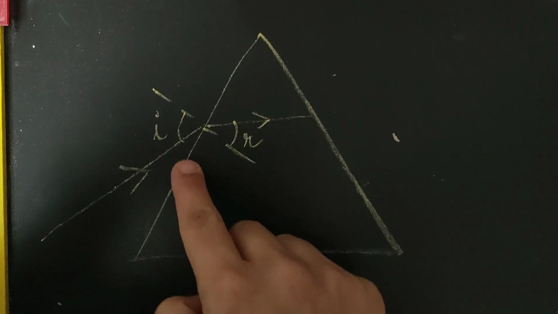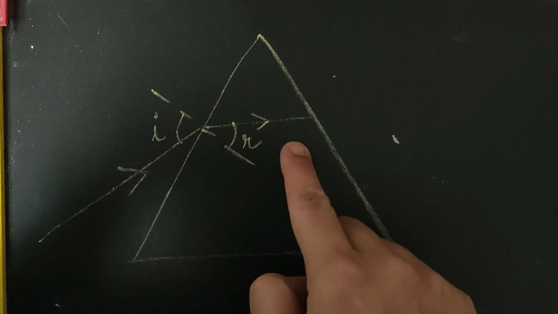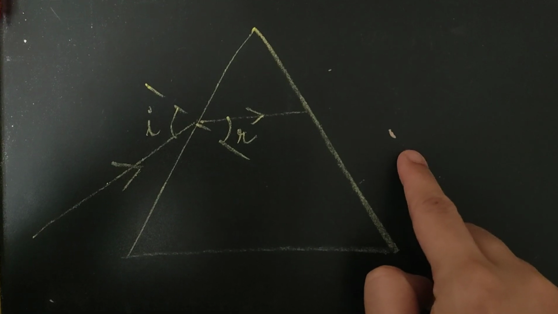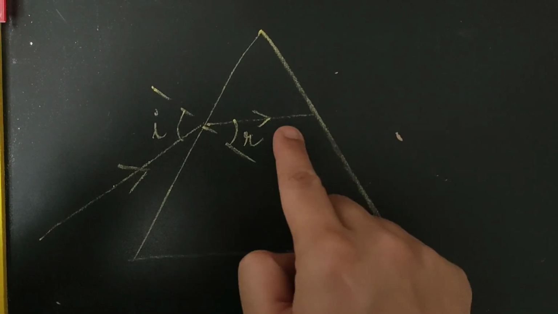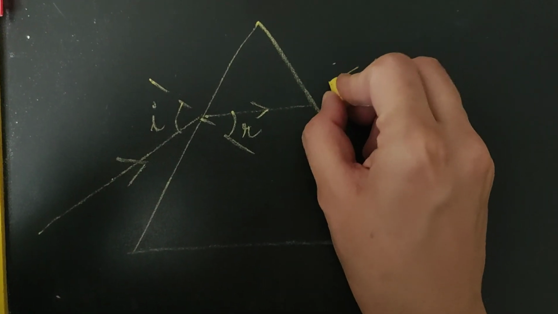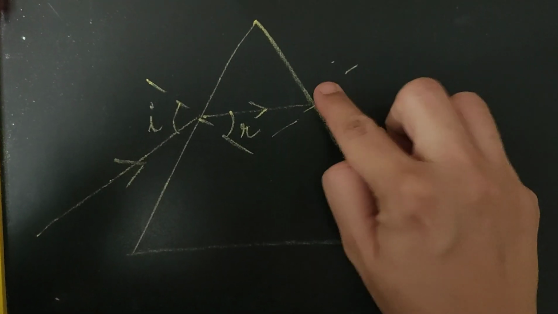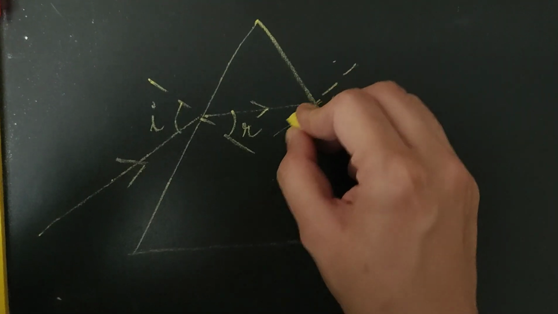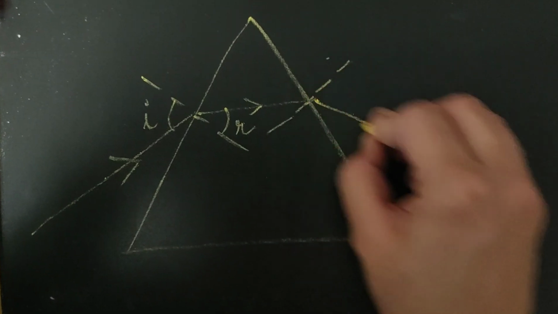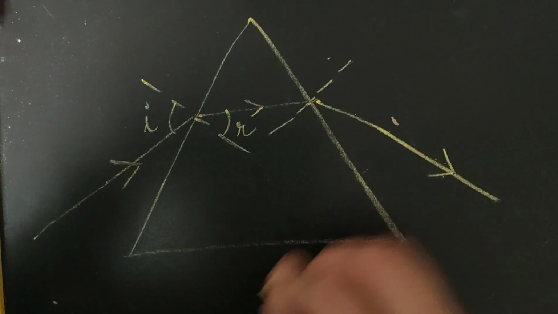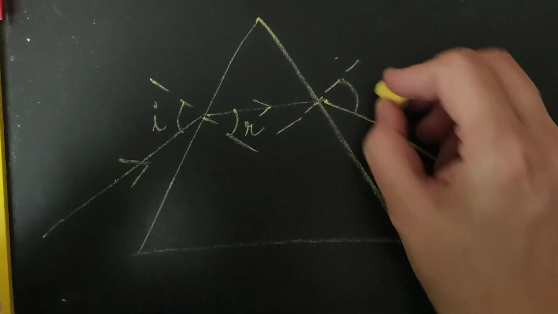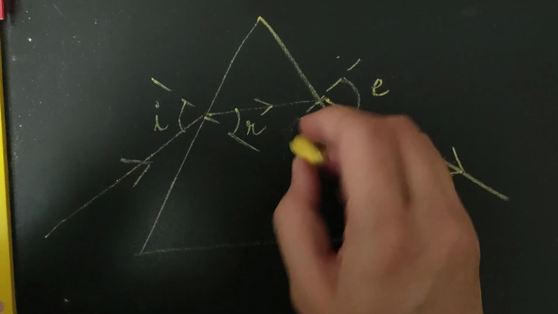Now again, after traveling through glass, which is a denser medium, light is again going to move out to a rarer medium, that is air again. So we will drop a normal on the second interface as well. So this is the normal on the second face. And light is going to bend away from this normal. So this is the path followed by light. And this is the angle between the normal and the emergent ray. So this is the angle of emergence here.